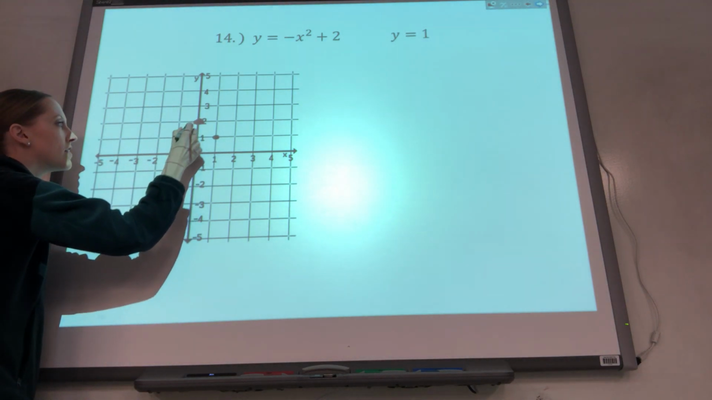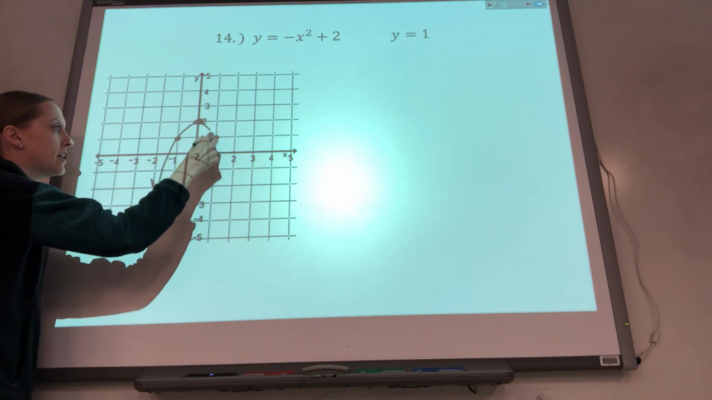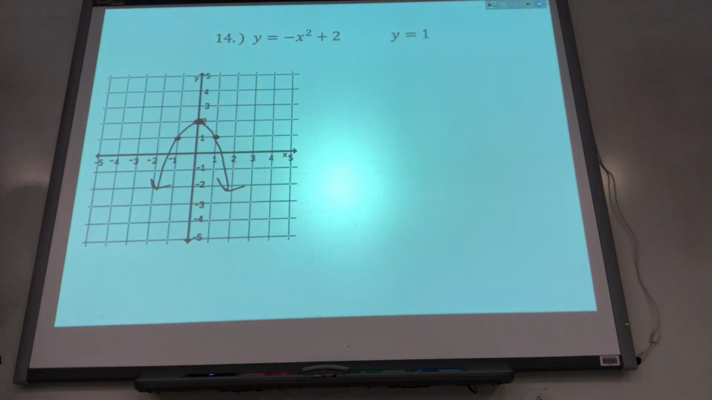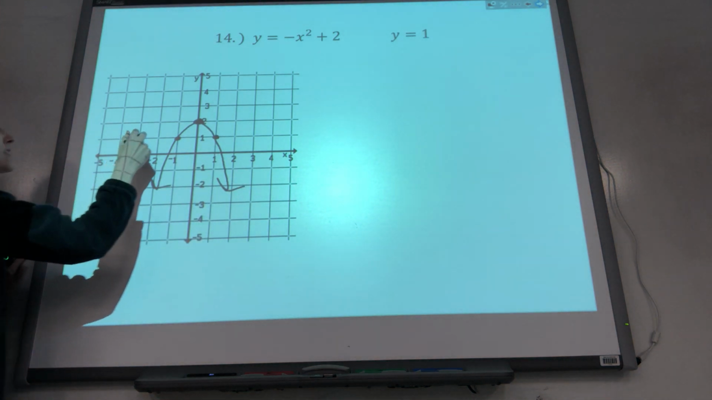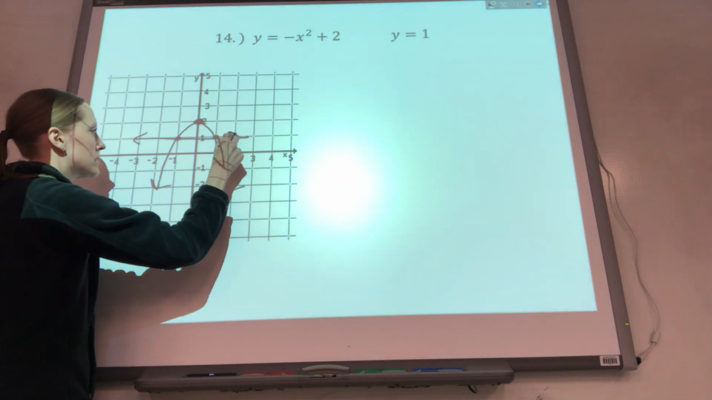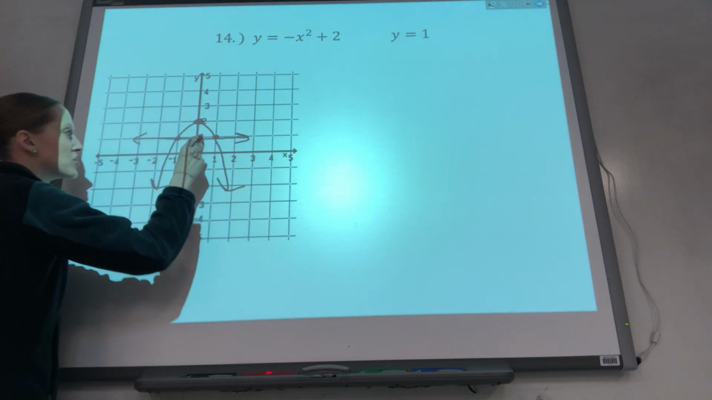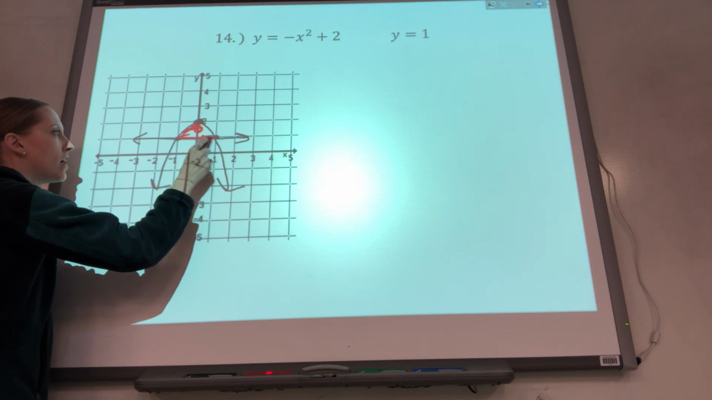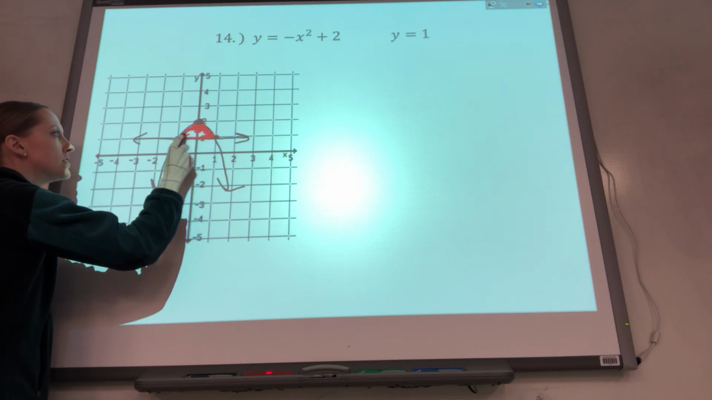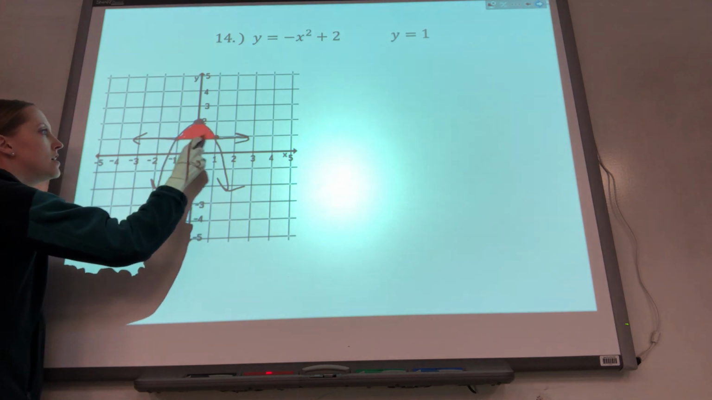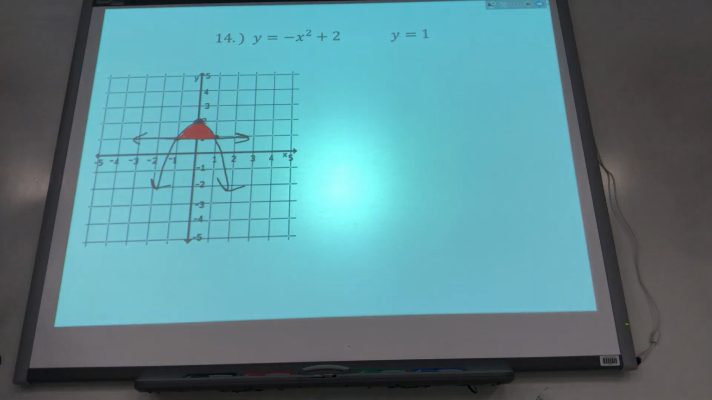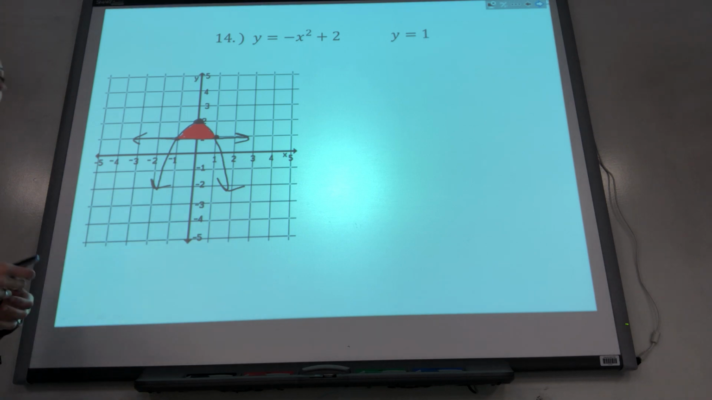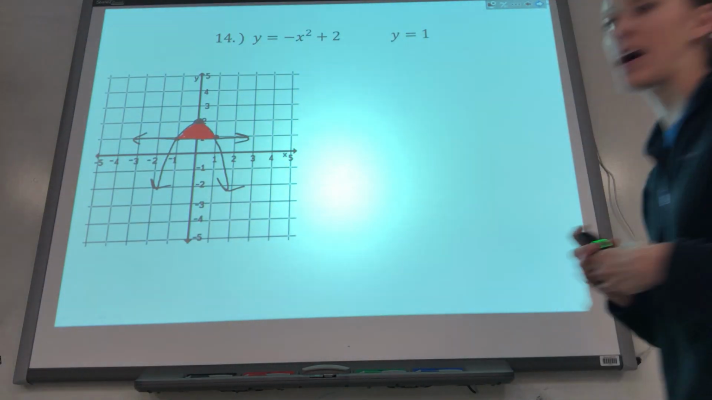So I think I can get this real quick here. And the only other function is y equals 1. That's just a horizontal line at 1. So this right here is our bounded region. We want to just find the area of that region.